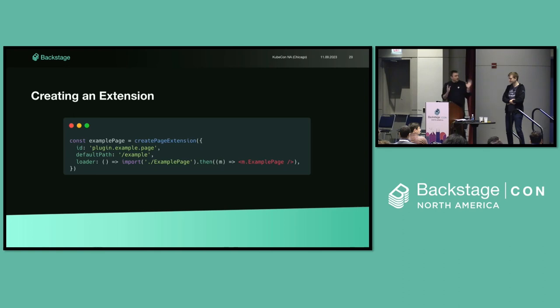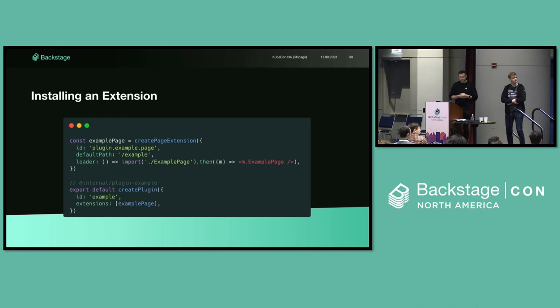Great, so we can create our extension, but how do we install this in the app? So, as mentioned before, we use plugins as containers for extensions to install these things into the app. So the recommended pattern is to stick to one plugin per package, and by making the plugin the default export of that package, it will automatically be picked up and installed in the app.